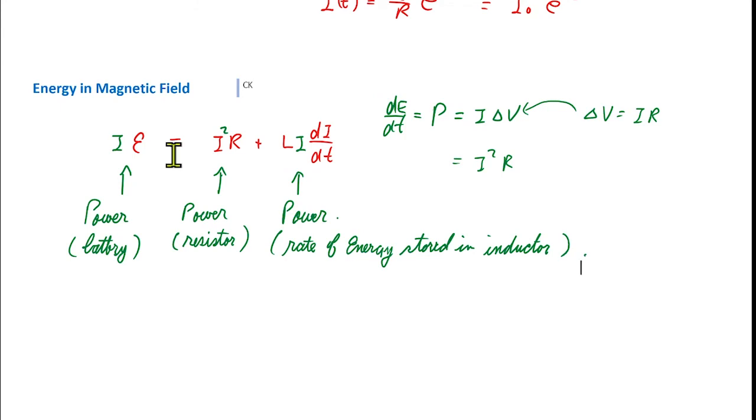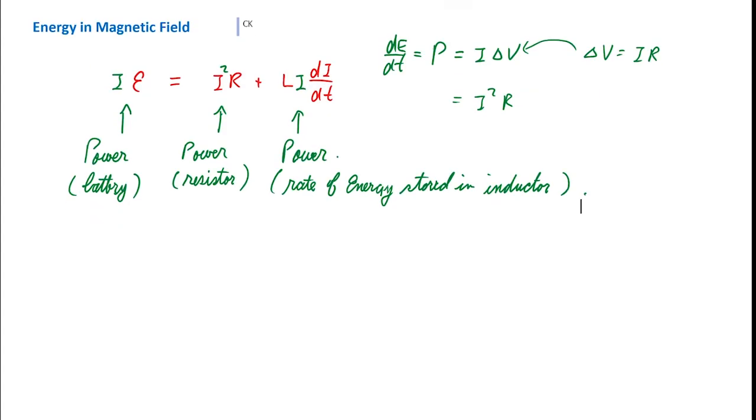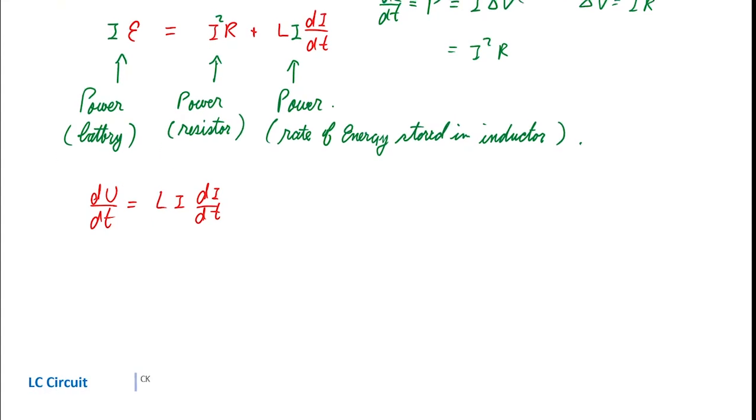Okay, so we already know this expression. So how much power is being stored in the inductor? So we set up a differential equation. Once again, power is equal to L i di over dt. But this power is the same as the derivative of energy, in this case potential energy stored in the inductor. Good. So this is another differential equation. We multiply dt on both sides, so we have dU is equal to L i di. Now we integrate both sides.